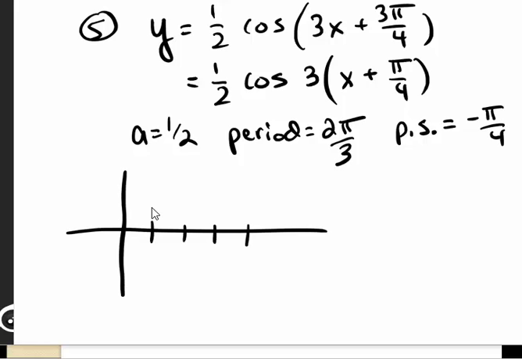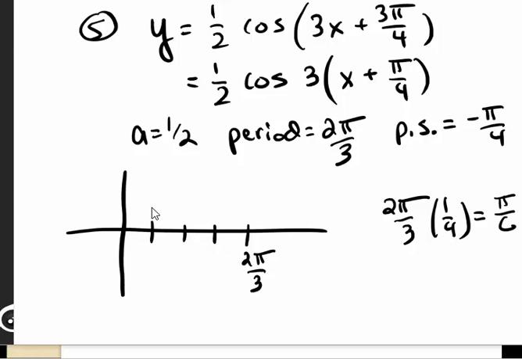So our period is 2 pi over 3. If we divide by 4, 2 pi over 3 times 1/4, we would have 2 pi over 12, or pi over 6. So each tick mark is pi over 6. We're going to need to know that to figure out what pi over 4 is. But again, let's ignore the pi over 4 in the phase shift first. We've got an amplitude of 1/2, so I'm going to label my scale -1 to 1 with the extra tick marks for the half. So cosine, if we didn't do the phase shift here, we would be at 1/2, 0, -1/2, 0, 1/2.